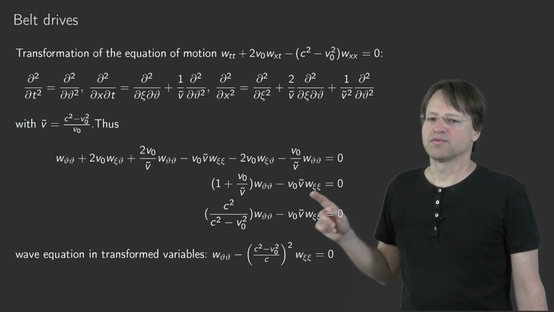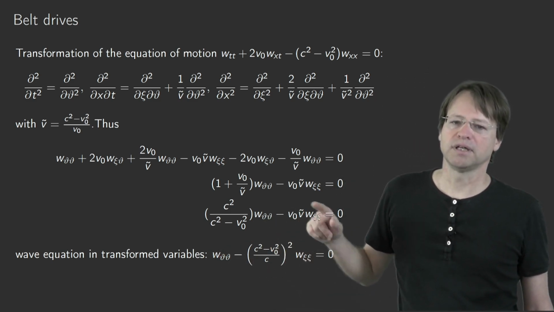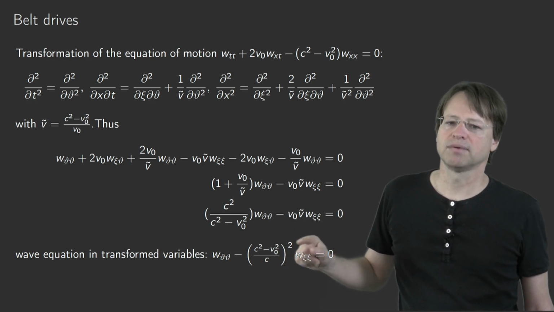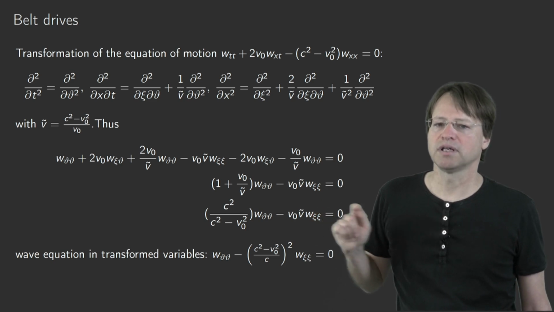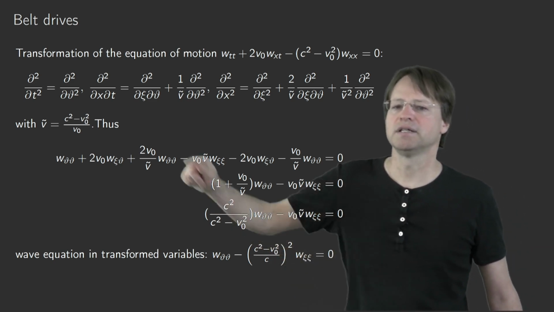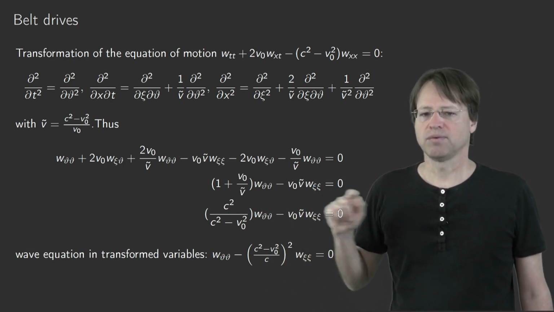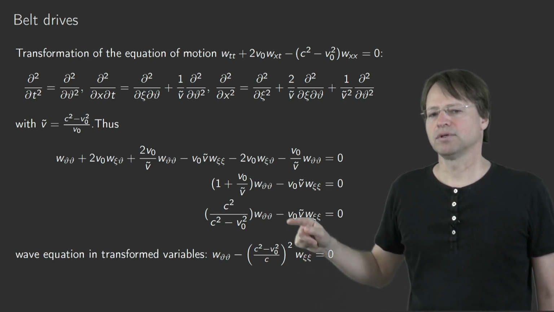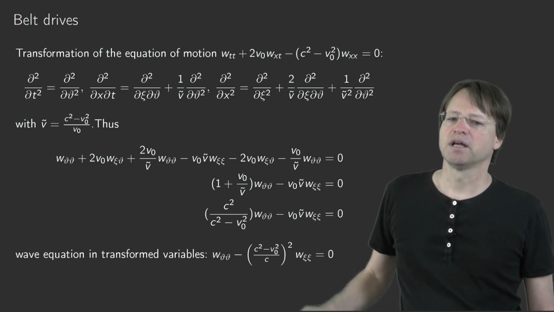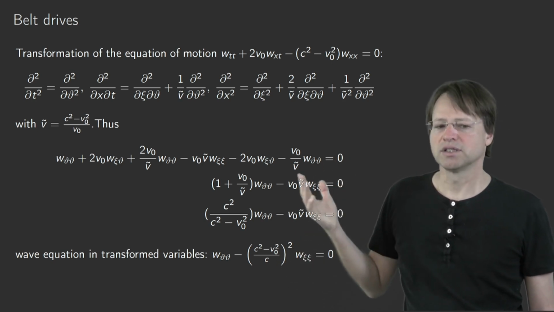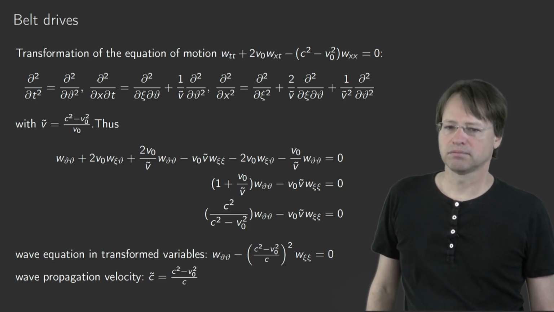So in transformed variables, we get w theta theta minus, and if you divide by this term, c squared minus v naught squared divided by c squared. If you do all the computations, because v naught times v tilde yields c squared minus v naught squared again. So you get c squared minus v naught squared squared, and you have a c squared, so you can summarize everything to c squared minus v naught squared divided by c squared. And this would be the new, let's call that c tilde, the new wave propagation velocity of that wave.